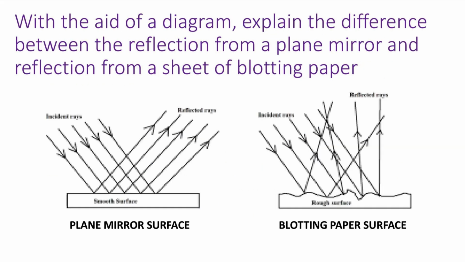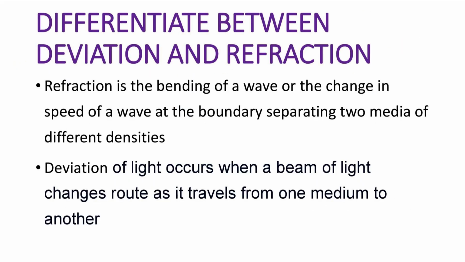Here we have a question: with the aid of a diagram, explain the difference between the reflection from a plane mirror and the reflection from a sheet of blotting paper. Now, a plane mirror is a smooth and polished surface. That is why we have a regular reflection. This is what we have here on the left hand side. And a sheet of blotting paper is usually a very coarse, rough surface, so it gives us an irregular type of reflection, and this is how it can be represented.